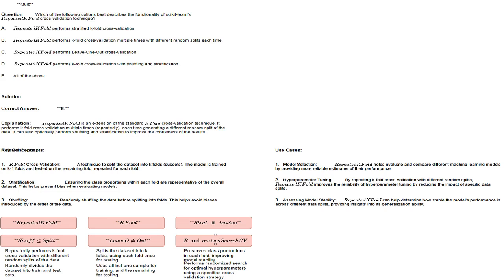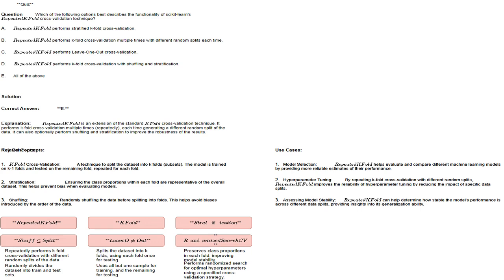2. Hyperparameter tuning. Finding the optimal hyperparameters for a machine learning model is essential for achieving best performance. Repeated k-fold can improve the reliability of hyperparameter tuning by reducing the impact of specific data splits. By running the tuning process multiple times with different splits, you get a more robust assessment of the hyperparameter's effectiveness.